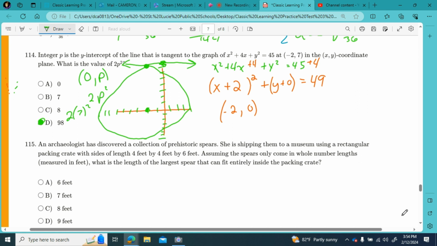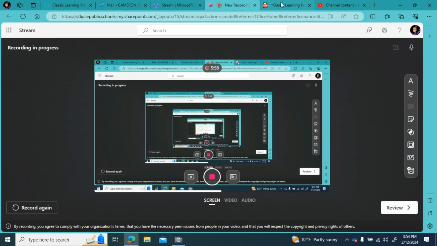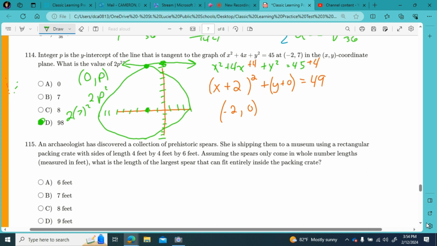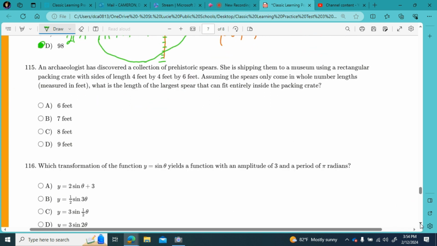Okay, and then question number 115 says, an archaeologist has discovered a collection of prehistoric spears. She is shipping them to a museum using a rectangular packaging crate with side lengths of 4 by 4 by 6 feet. Assuming the spears only come in whole number lengths measured in feet, what is the length of the largest spear that can fit entirely inside the packing crate?